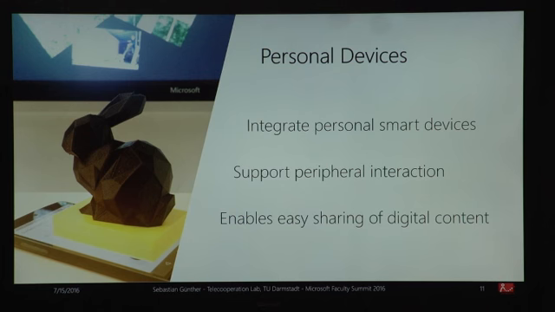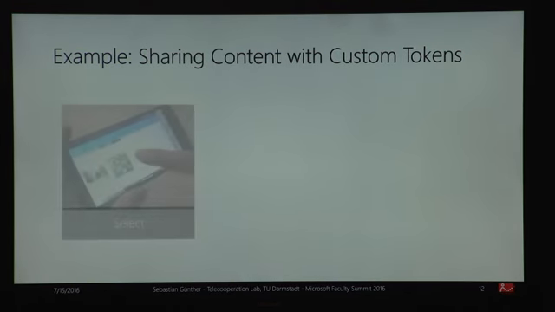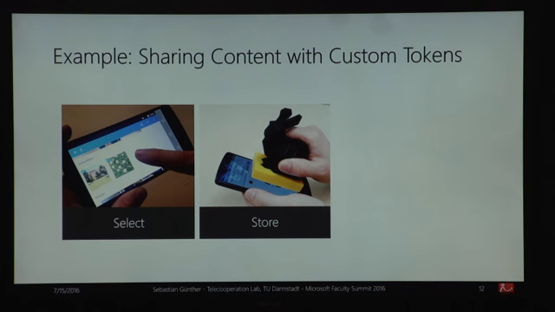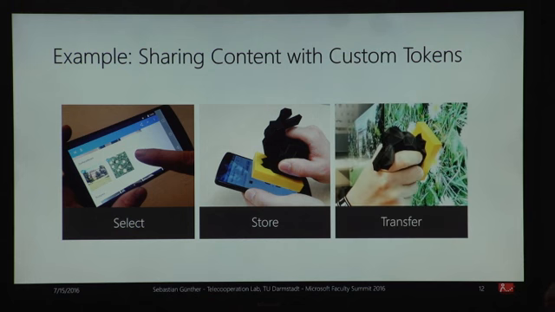So what we did here with our Stanford token bunnies: we can use the touch screens of normal mobile phones, because every phone has a touch screen, and also a lot of notebooks nowadays have touch screens, to detect them on this device. So we can select single items, store them on our token by putting it on the screen, and then transfer it to the Surface Hub.